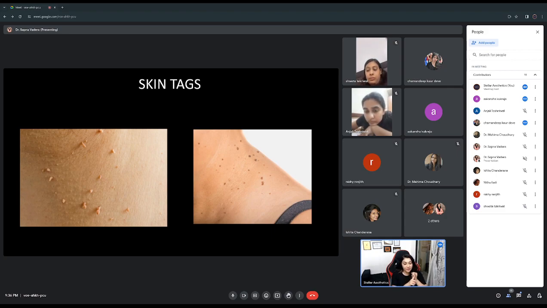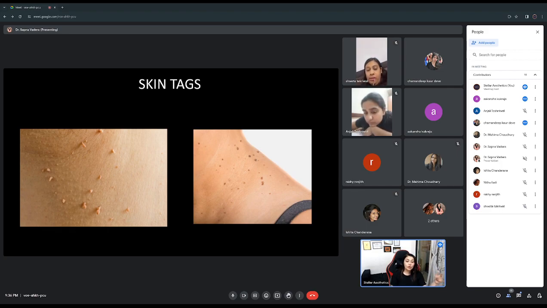Now again, it has a familial and genetic tendency. So if someone has a tendency in the family, they are more prone to tag formation. Second thing, even once you remove it, there is no guarantee they can't come back again. They can be of skin color, they can be pigmented.